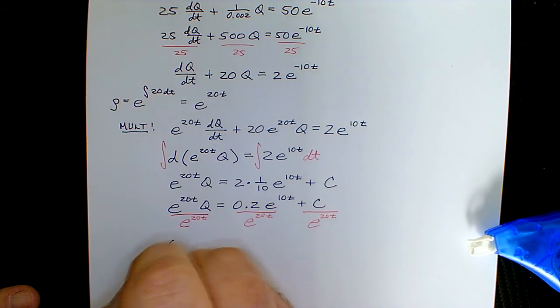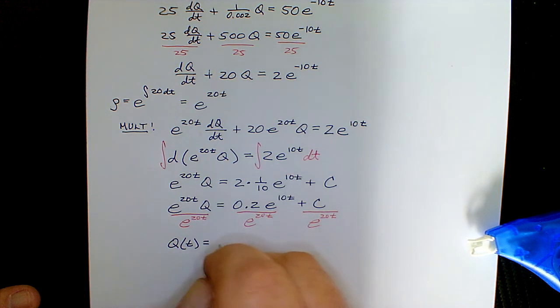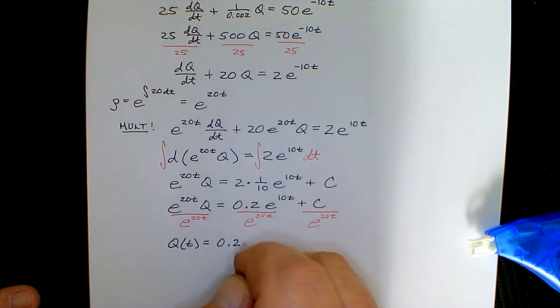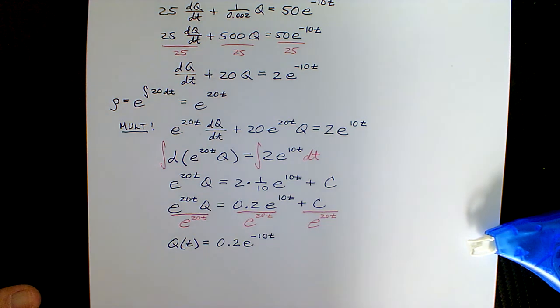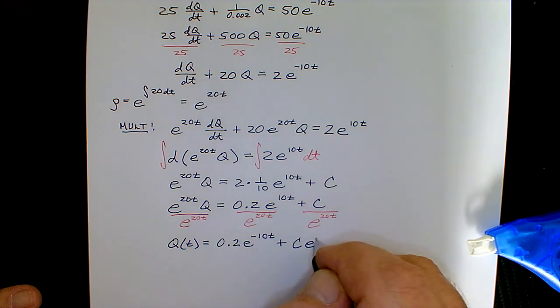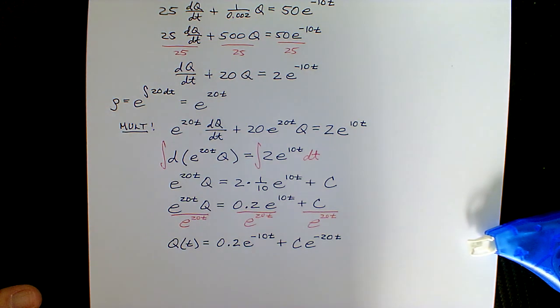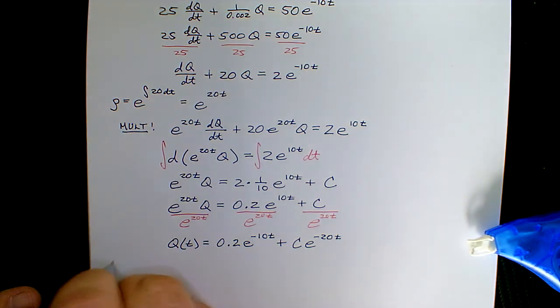And we have that q of t, you could just say q, but I'm going to say q of t is, okay, this would be 0.2 e to the negative 10t when we're subtracting the exponents, and then plus c, and let's bring the e to the 20t up to the numerator as e to the negative 20t. And now the initial conditions to solve for c.